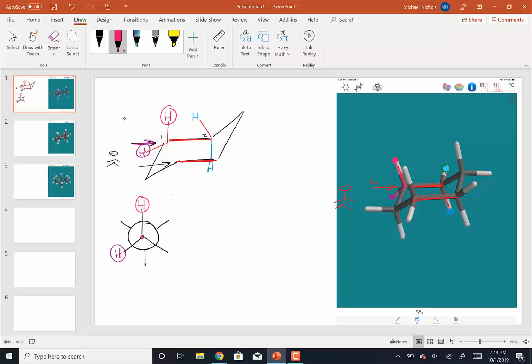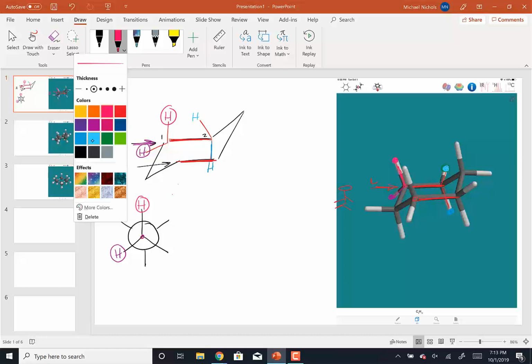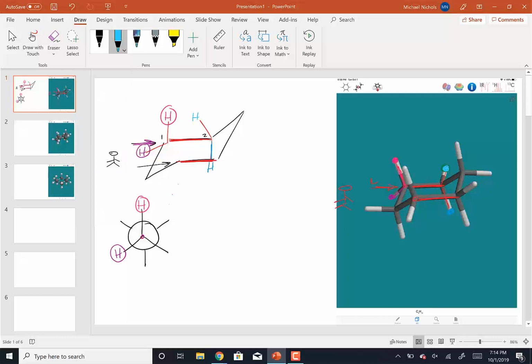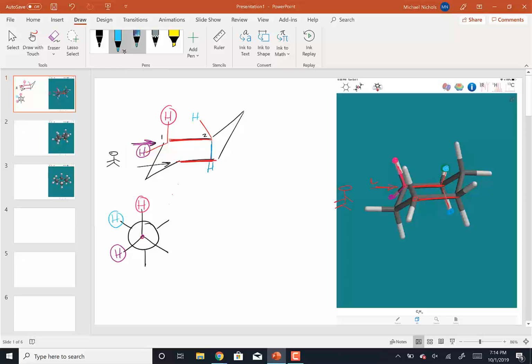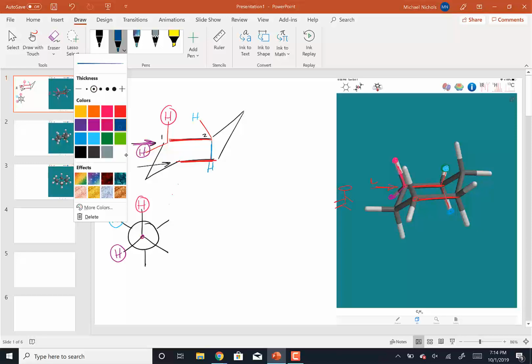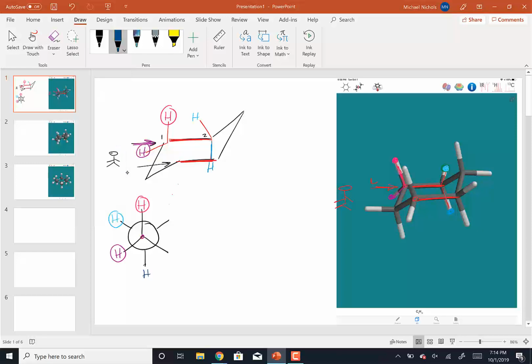And then looking at the back carbon, we have the equatorial, which is the light blue, would go here on the back carbon. And then if we look at the darker blue that's axial, it would be that one. So looking at all of these, that's how I would look down this carbon-carbon bond. And so I would see those Newmans. So I see these hydrogens in the front, hydrogens in the back.